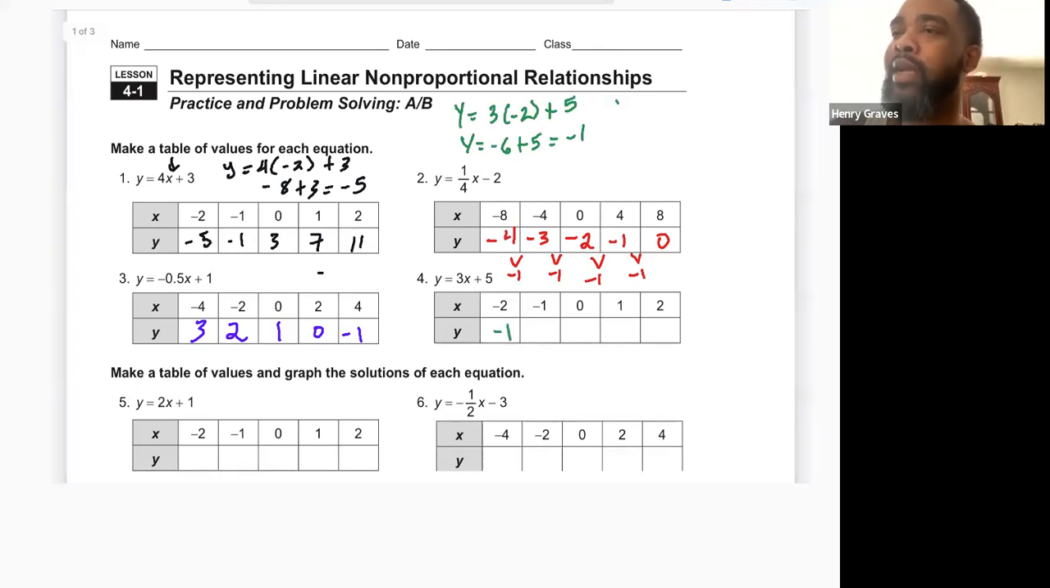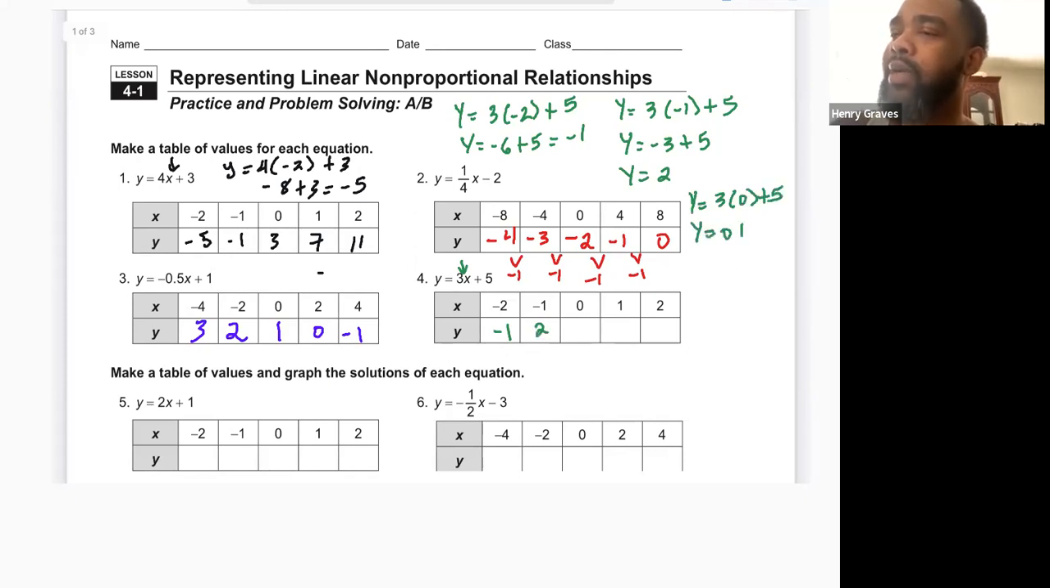Remember, I replaced x with -1. This is the x I'm replacing right here, right? With the x they gave me, plus 5. So y would be -3 plus 5, which is indeed going to be a +2. Then I'm going to do the next one, 3 times 0 plus 5. Anything times 0 is going to be 0, and 0 plus 5 is 5.